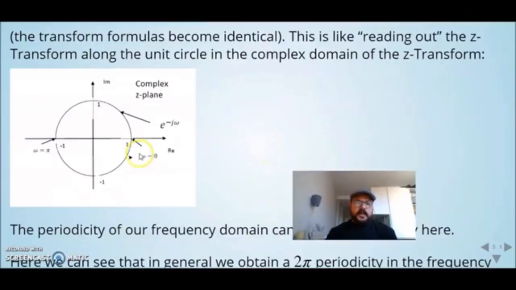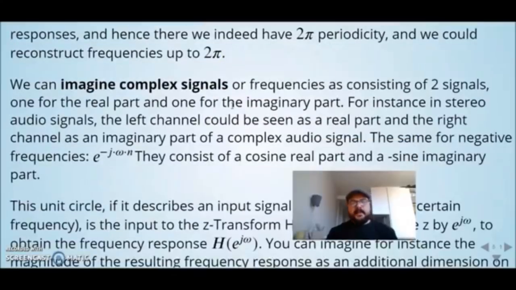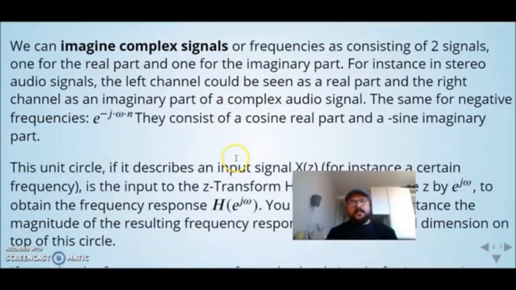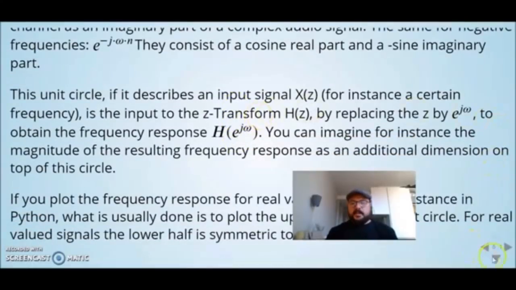So we also have a periodicity of 2 pi, and for real valued signals there is a symmetry between the upper half of this circle and the lower half of this circle. So we have a complex conjugate symmetry in this complex plane. By replacing z by e to the power of j omega, we can compute the frequency response of our system, and we can have an example of this process.